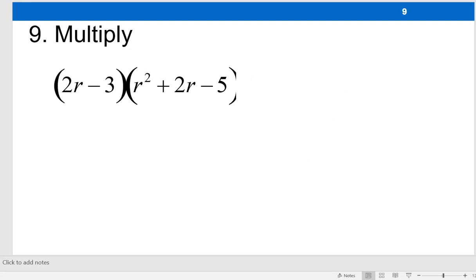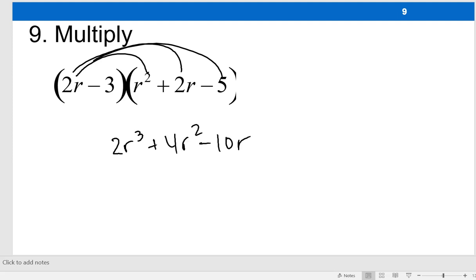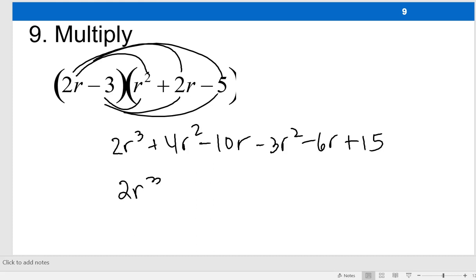Distributing here, the 2r distributes, 2r times r squared gives us 2r to the third, 4r squared, minus 10r. The same thing with the negative 3 now. Negative 3, r squared, minus 6r plus 15. Combining like terms, 4 minus 3 is 1, and negative 10 minus 6 is negative 16, and bring down the plus 15.